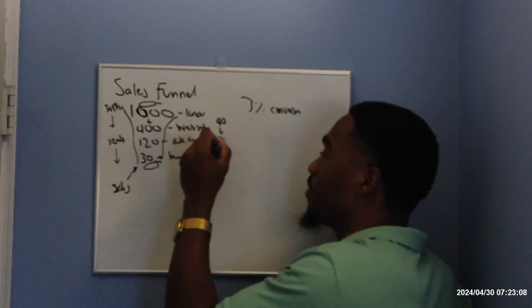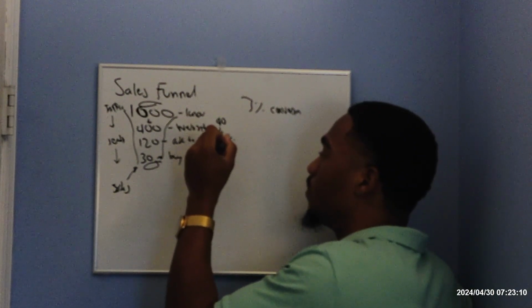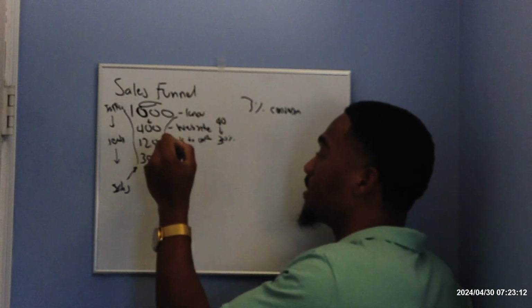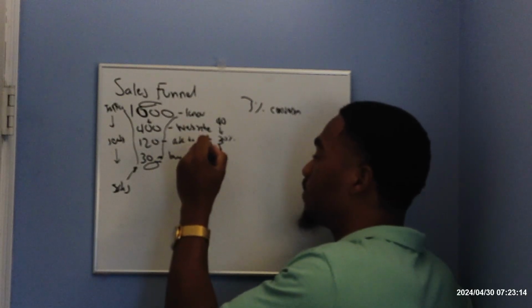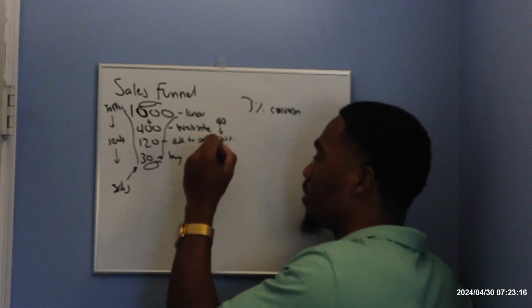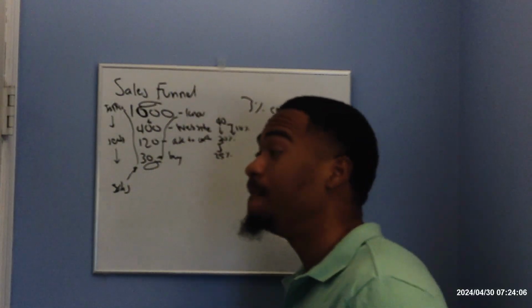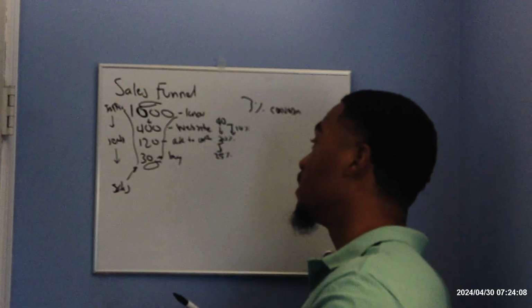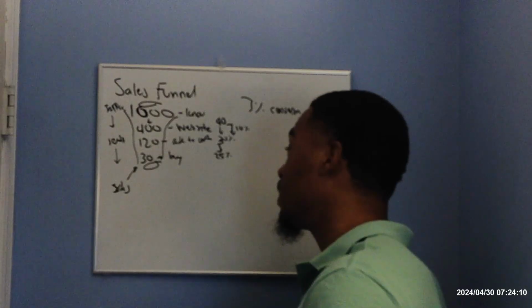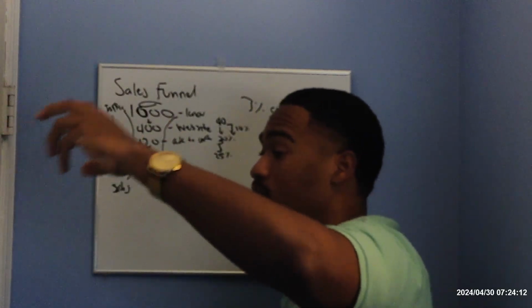Then a 30% range went from the website to add to cart. And a 25%, there were 10% fewer people that went from the website to add to cart than went from traffic to website.